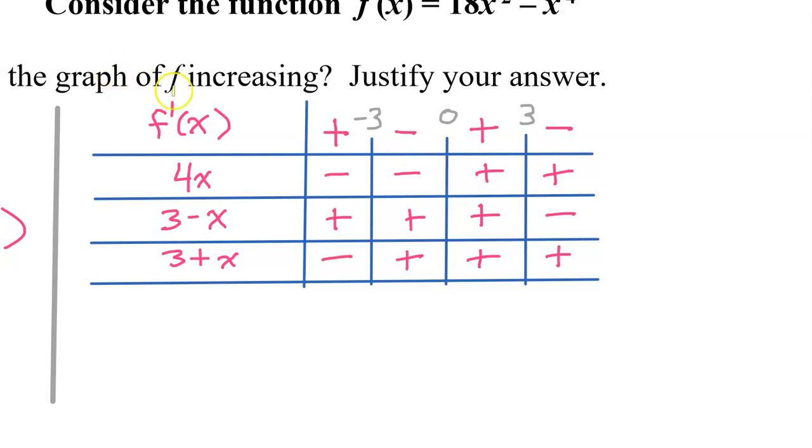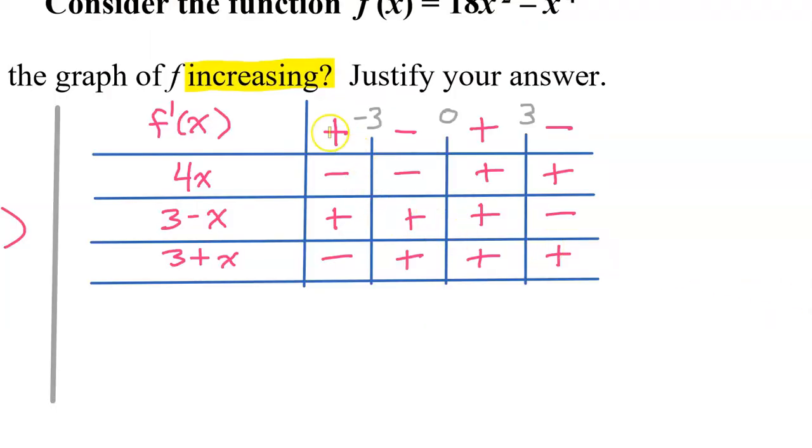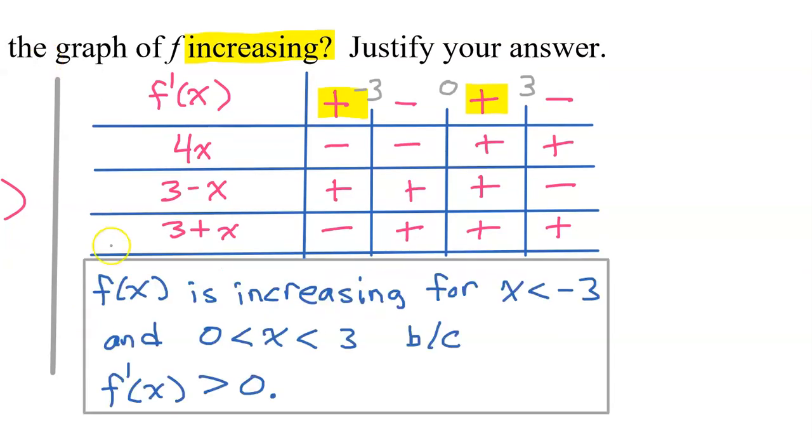Now remember, our ultimate goal is to find where the graph of f is increasing. And we remember that f will be increasing when f prime is positive. So that means f will be increasing in this interval and this interval. Let's write that up as a summary. So f of x is increasing for x values less than negative 3 and for x values on the interval from 0 to 3 because f prime is positive. Make sure you include this justification.